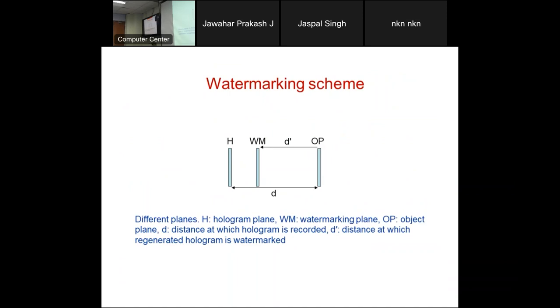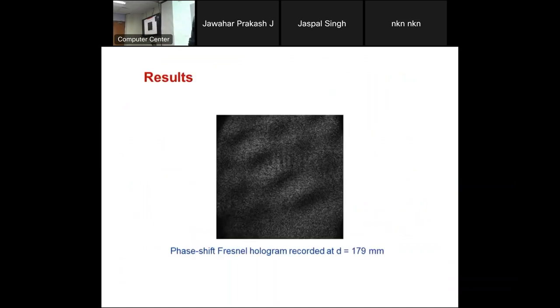To make it a robust watermarking, you propagate it for distance d, and then propagate it back at distance d prime, and at this plane you place the watermark. You have a new hologram now, but that hologram is a watermarked hologram. Keep on doing the reconstruction. Everything is perfectly fine, and at any point of time you can check the watermark or the originality of the watermark.